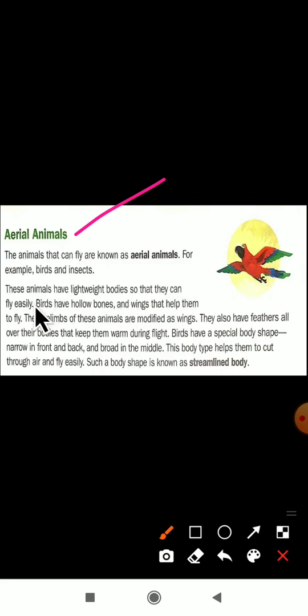Yes, the weight of the birds is very light.